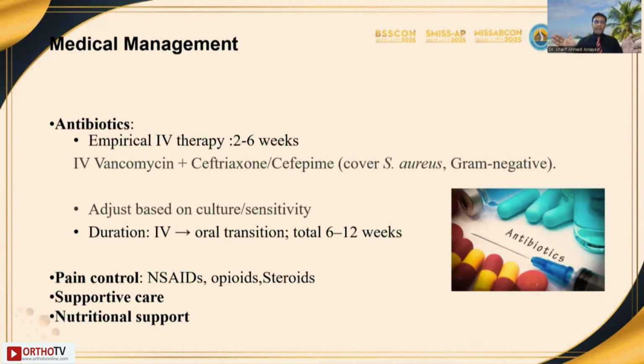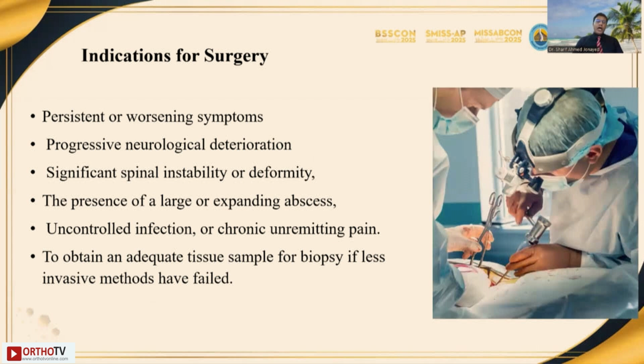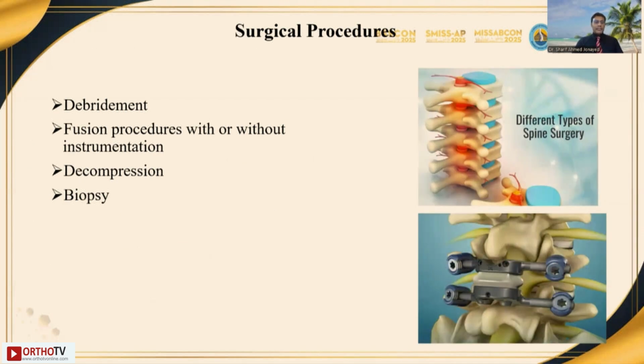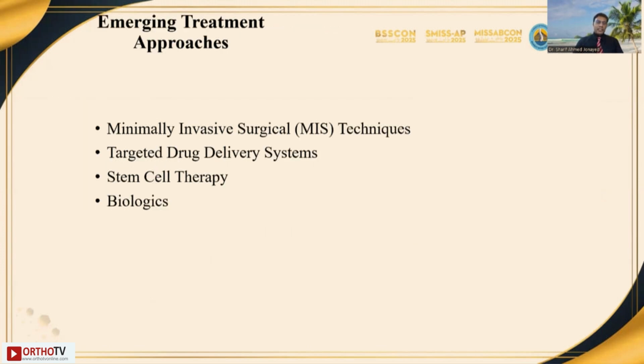Conservative treatment is basically empirical IV antibiotics for 2 to 4 weeks. Once the culture is available, you can continue it for 8 to 12 weeks. Whenever conservative treatment is not responding, in that case you may consider surgery. In surgery, basically we do debridement, decompression, as well as fusion. And sometimes a biopsy is needed.